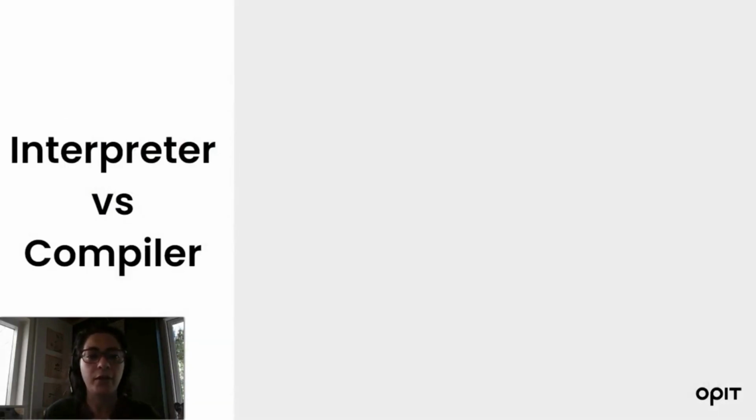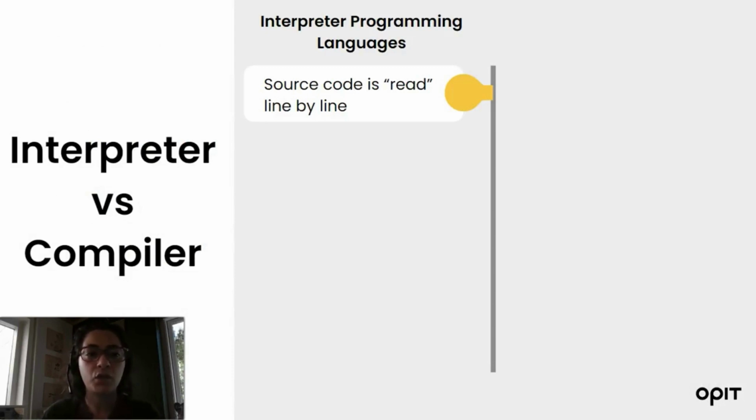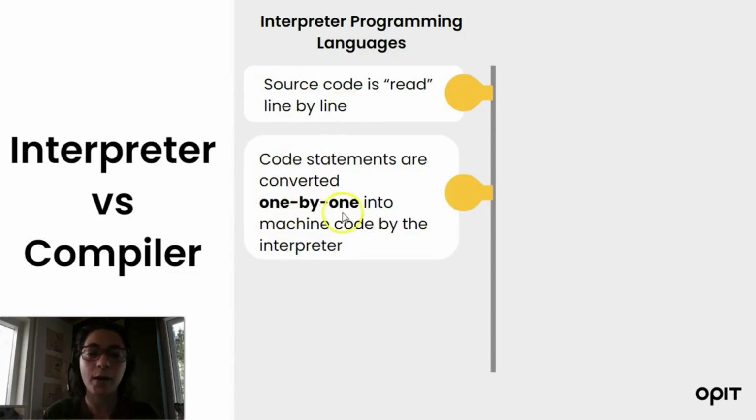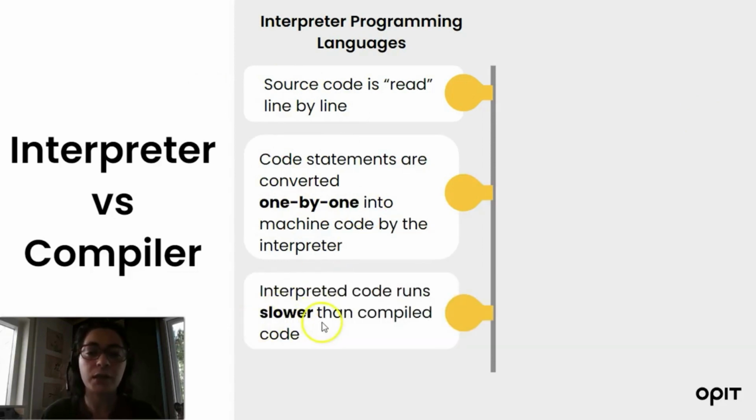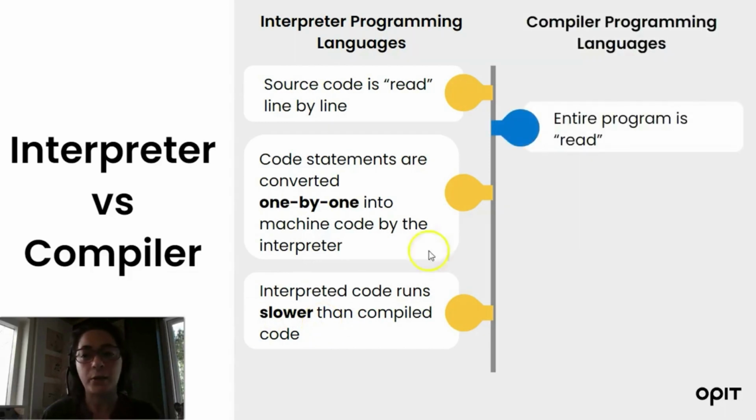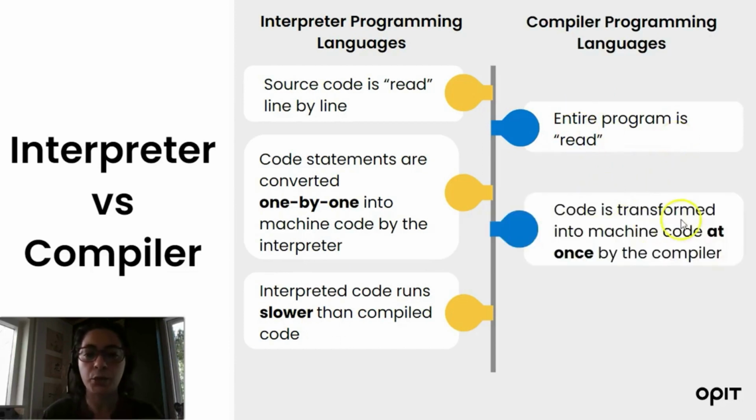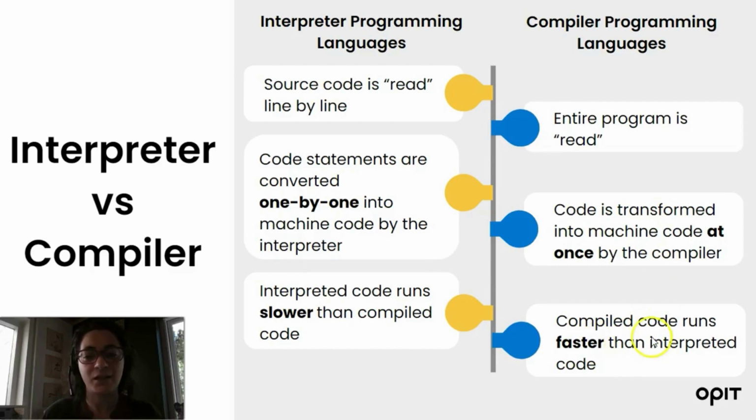We mentioned that Python is an interpreter language. That means that the source code is read and run line by line, and that the code statements are converted one by one into machine code by the interpreter. In general, interpreted code runs slower than compiled code. In compiled languages, the entire program is read and run, meaning that the source code is transformed into machine code at once by the compiler. Compiled code runs typically faster than interpreted code. There are, of course, many more differences, advantages, and disadvantages between interpreted and compiled programming languages, but discussing this further is beyond the scope of this course.